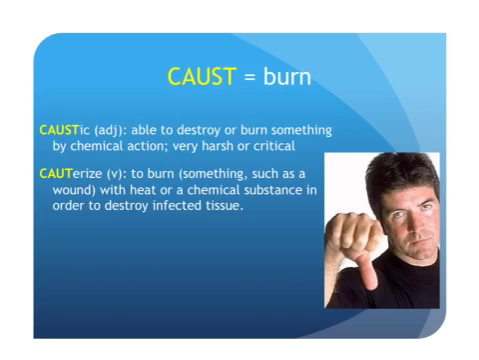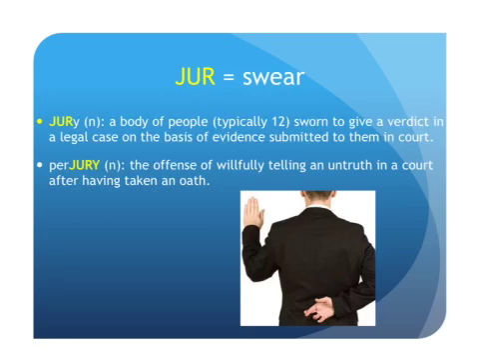Caustic means something that's able to be burned by chemical reaction. It could also mean very harsh and critical, like someone's attitude could be caustic. And cauterize means to burn something in order to destroy some type of infected tissue. Jur means to swear. Jury, you might be familiar with. Perjury, another example, is the offense of willfully telling an untruth in a court after having taken an oath.